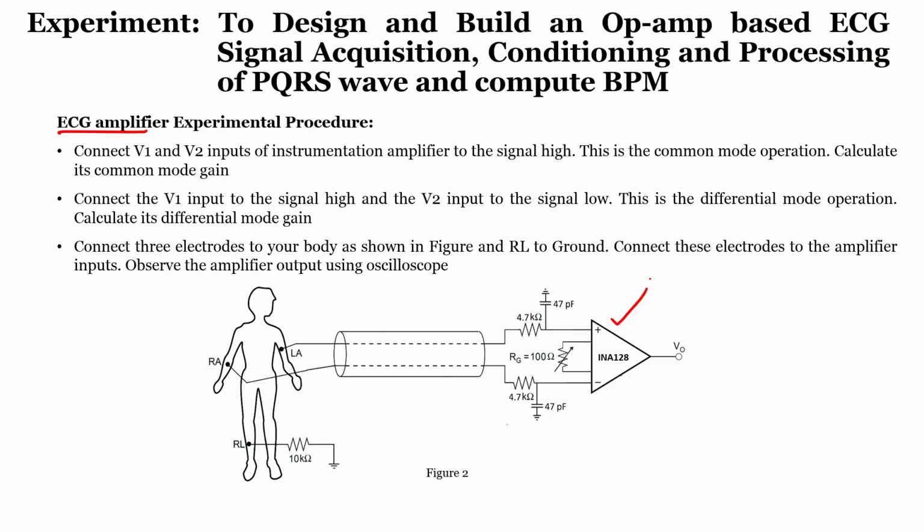We will take an instrumentation amplifier. In this case I am taking INA 128, which is also an instrumentation amplifier. The positive terminal is connected to one voltage source and the negative terminal is connected to another voltage source, right. One terminal is connected to the positive terminal of the instrumentation amplifier, another to the other terminal. The difference between these two signals gives me the output voltage, right.